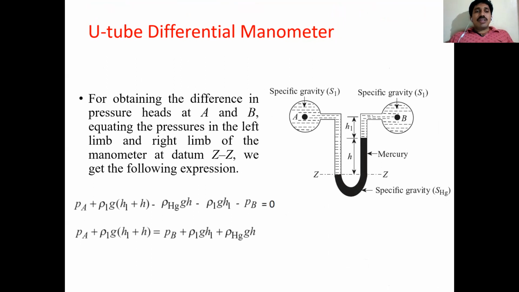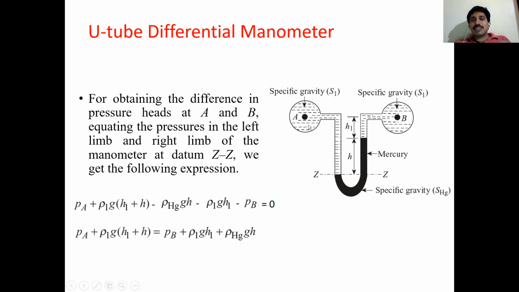So I start from point A. See, all of you, for obtaining the difference in pressure heads at A and B, equating the pressures in the left limb and right limb of the manometer at datum level, we are taking ZZ. So we get the following expression. See, all of you, I am starting from point A. So at point A, we assumed pressure as PA. Pressure at point A is PA.